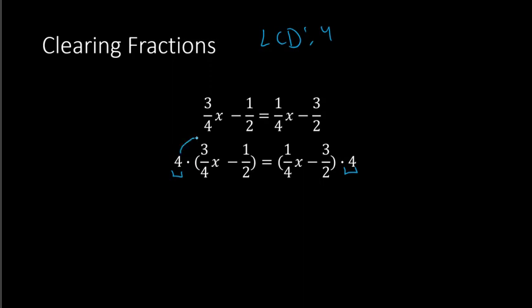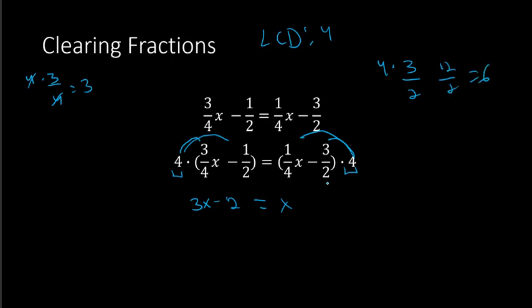All right, so make sure that we distribute 4 times 3/4. When you do that, the 4's cancel, you're left with 3. And then 4 times -1/2: 1/2 of 4 is 2. So we have 3x, don't forget the x, 3x minus 2 on the left side. And on the right side, we distribute the 4 to both terms. 4 times 1/4 gives you 1, so we have 1x. Then 4 times -3 over 2 gives you -12 over 2, which is -6. So we have x and then minus 6.